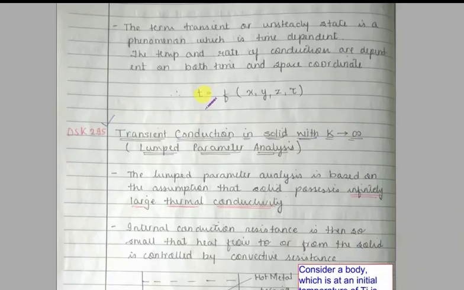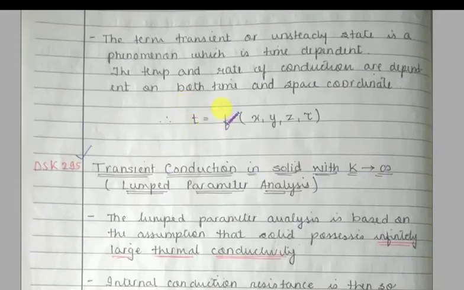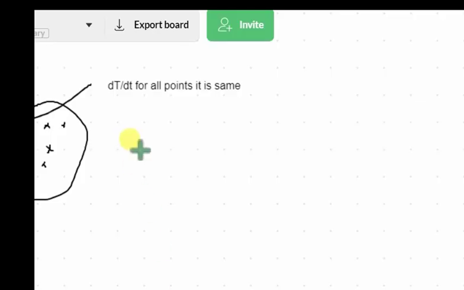So what do you mean by transient heat conduction? In transient heat conduction, the temperature is a function of what? It is a function of location and it is a function of time. So you can see that the temperature is continuously changing with respect to time. Later we saw what is meant by lump parameter analysis.